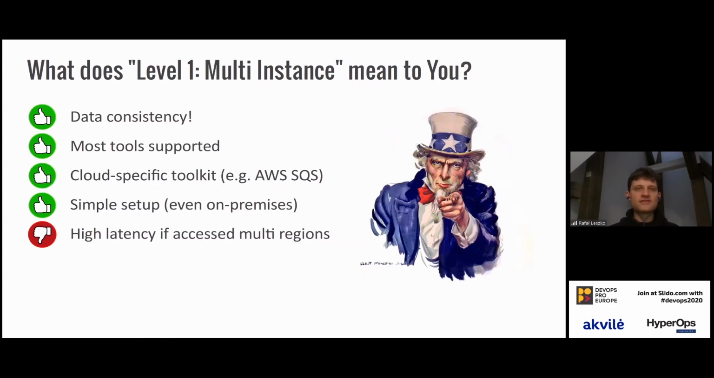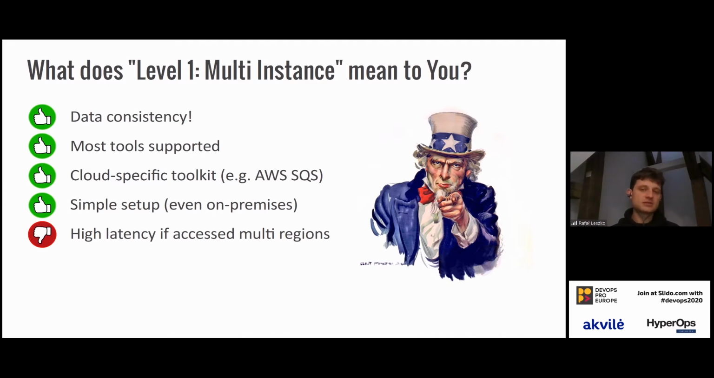A short summary of level 1. So what if you deploy in multi-instance? What does it mean to you? It means that you can still have data consistency with reasonable latency. And actually, most tools support this level. You can use a lot of cloud-specific toolkits, like AWS SQS supports it. And the setup is very simple. No matter which tool you use, it's pretty simple to set it up. If you use a cloud-specific tool, it's usually just one click in the console. But even if you would like to set it up yourself, the setup is pretty simple.